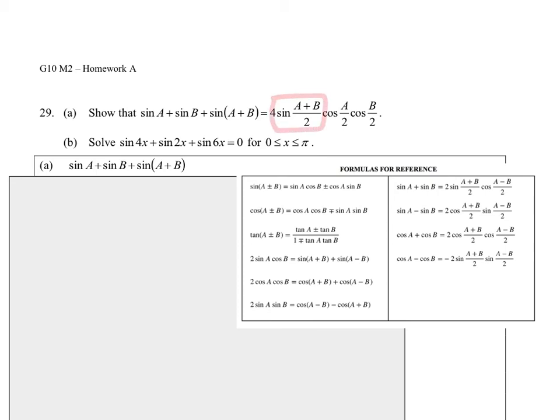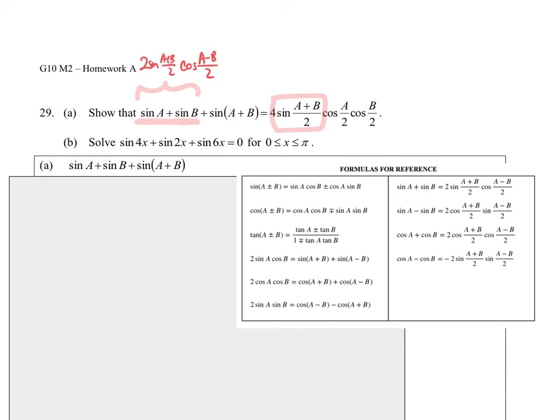So a very educated guess is that you can just apply the sum to product formula for the first two terms. After you get that, you will also have the cosine A minus B over 2 in the expression. But this is not something we want. But never mind, just try that. After you turn it into the product of two things, like this.